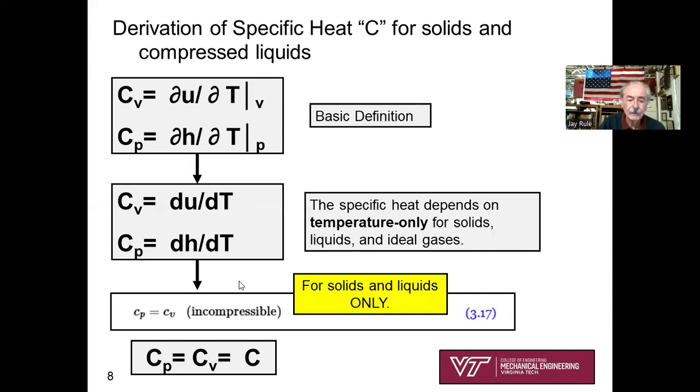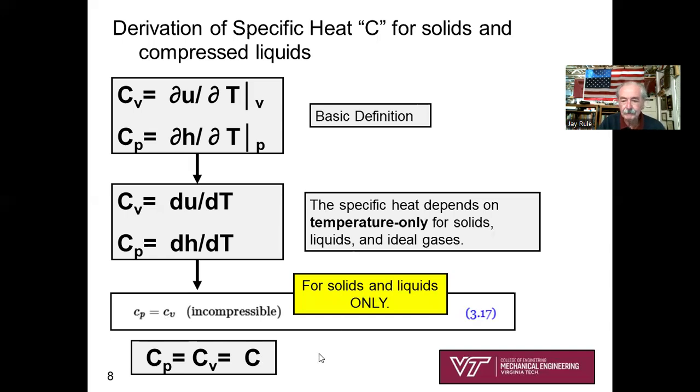All right. It turns out for incompressible substances, so that would be solids and compressed liquids, so for solids and liquids only, CP equals CV. Notice here it says incompressible, so that's solids and liquids for our modeling. CP equals CV, and that equals this little c in your textbook. So I've gotten to the big reveal, but don't use this as a formula, right? Because this only applies to solids and liquids.